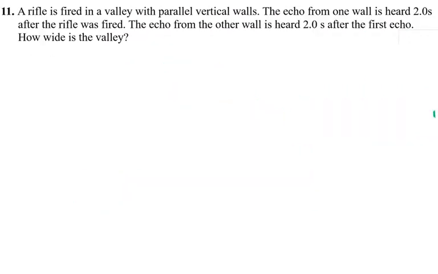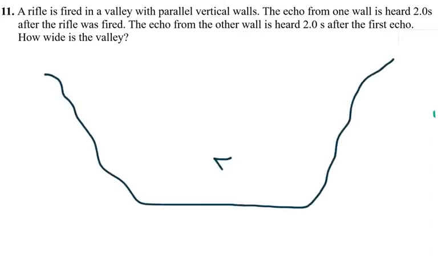So here's one more question. A rifle is fired in a valley with parallel vertical walls. So there is a wall and there is a wall, and the rifle is fired somewhere here. The echo from one wall is heard 2 seconds later, so it means there and back takes 2 seconds. So it takes 1 second there, 1 second back.